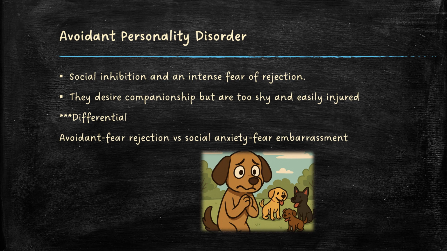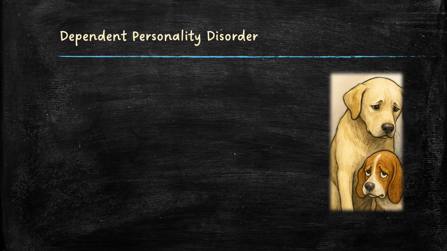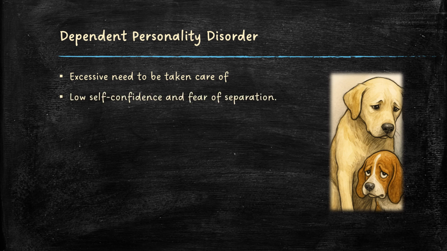We have dependent personality disorder. Now, dependent personality disorder has this excessive need to be taken care of. They have low self-confidence and they fear separation from others. They allow others to make decisions for them. So in the test questions, they'll often go from relationship to relationship, needing that person to make decisions for them, and they decompensate if they no longer have that relationship that can make those decisions for them.